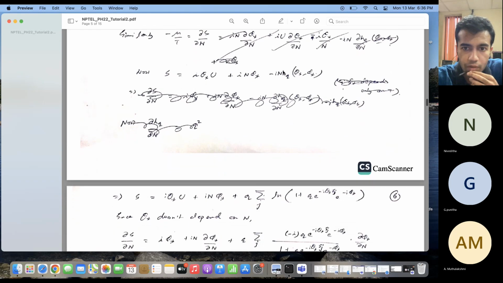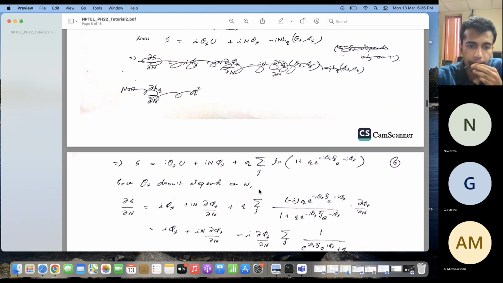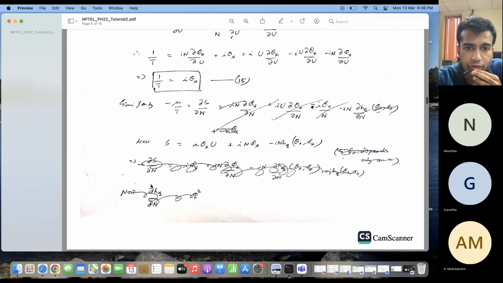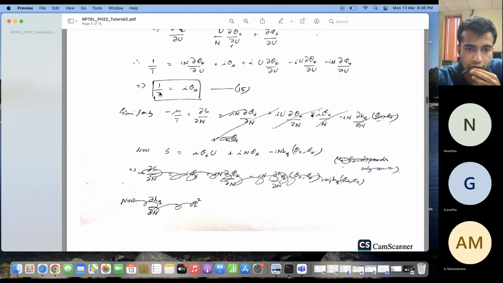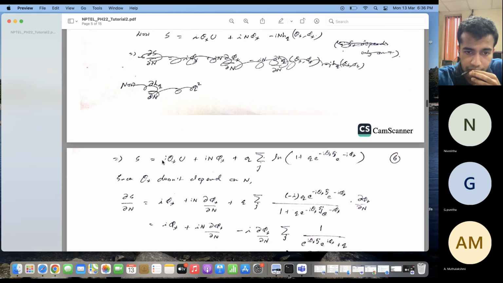Again I substitute the value of HQ over here. So S is equal to I theta star U plus I n phi star plus Q into this entire thing, which is equal to HQ. Now I take a derivative of this with respect to N. I had seen over here that theta star is only dependent on T, so theta star does not depend on N. So the derivative of this term with respect to N is equal to 0.